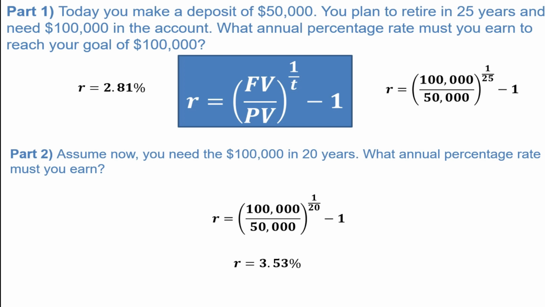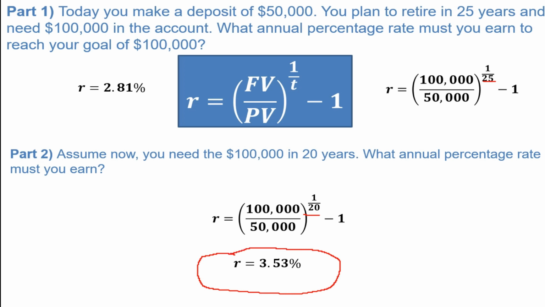Notice that the only thing that changes is this denominator. Previously, it was 25 because we planned to retire in 25 years. When we cut that down to 20, it became 20. When you calculate this formula out, it comes out to 3.53%.